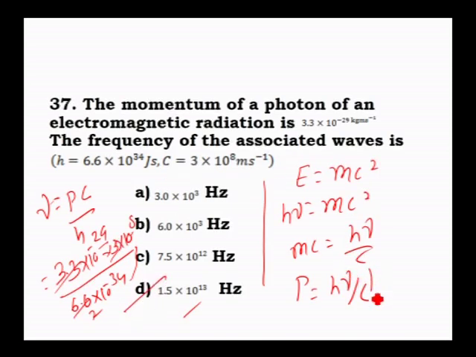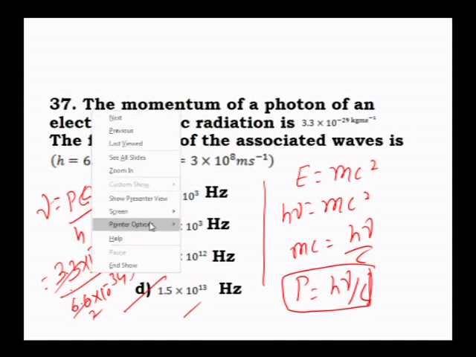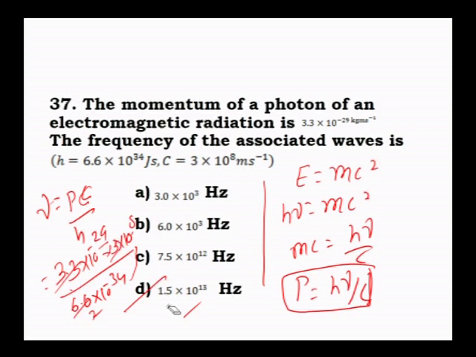Clear? Momentum of a photon will be P is equal to h into nu by c, therefore nu is equal to P into c divided by h. Momentum is 3.3 into 10 to the power of minus 29, c is 3 into 10 power 8. Then h value is 6.6 into 10 to the power of minus 34. 3.3 by 6.6 is 2 times, it cancels. 3 by 2 is nothing but 1.5, therefore 1.5 into 10 power 13.